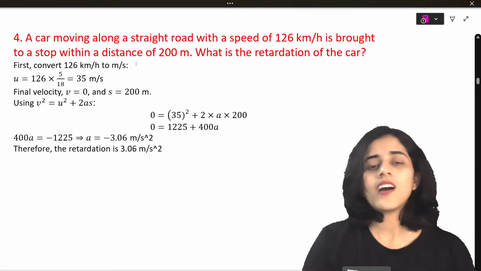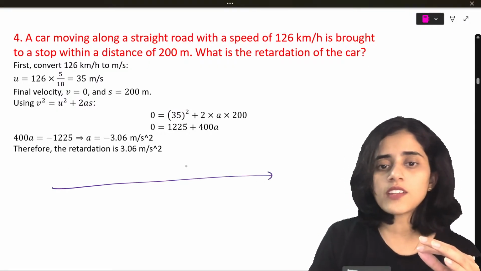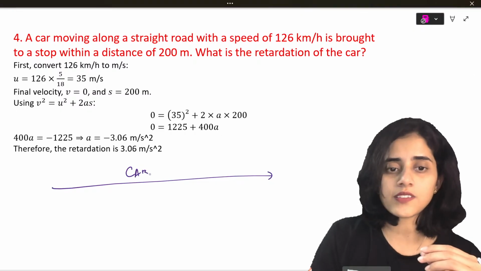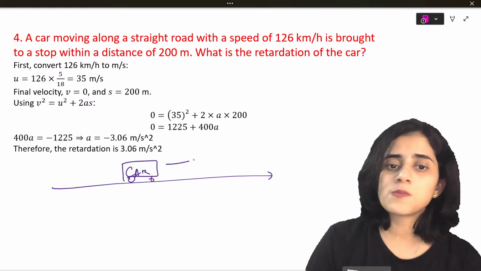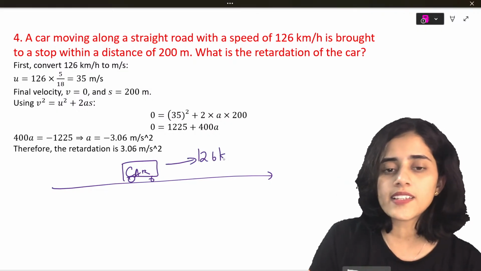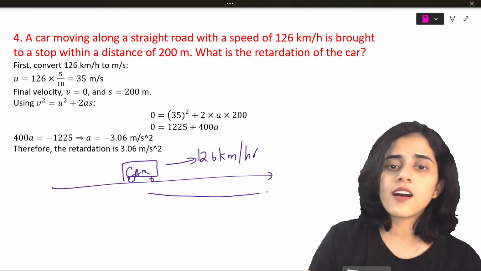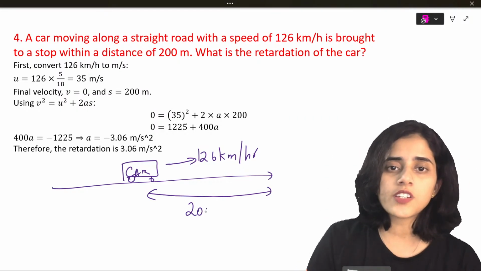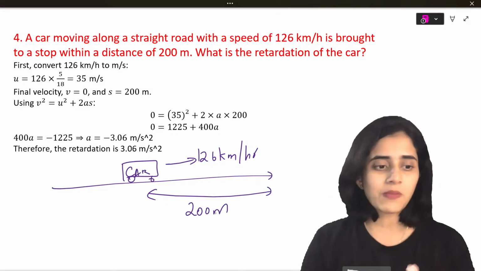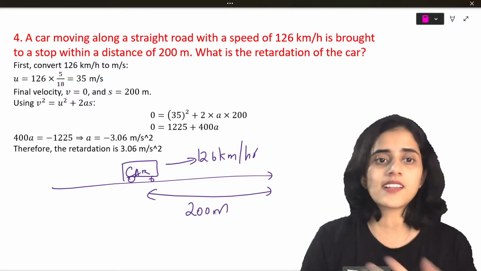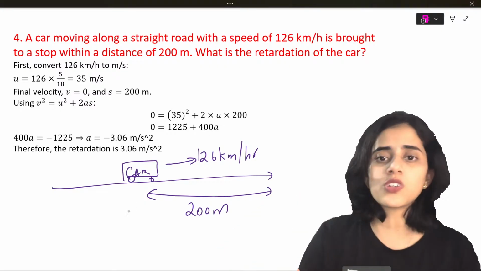Next question. A car moving along a straight road. So there's a straight road and then there's a car moving along it. The speed of the car is 126 kilometers per hour. It is brought to stop within a distance of 200 meters. What is the retardation of the car? Retardation is similar to acceleration. So let's find out acceleration, then we'll convert it into retardation.